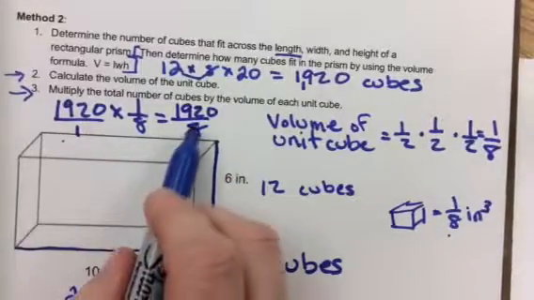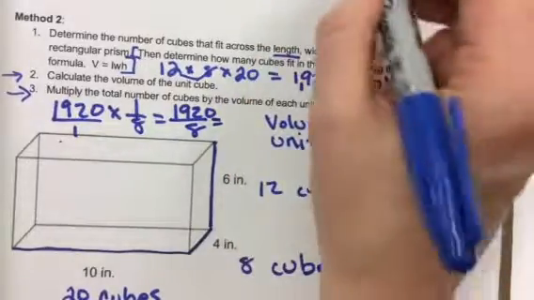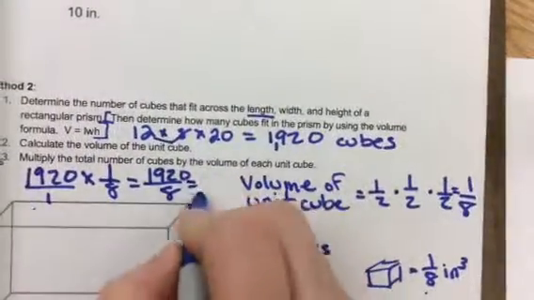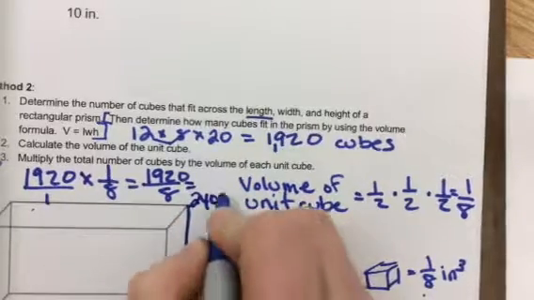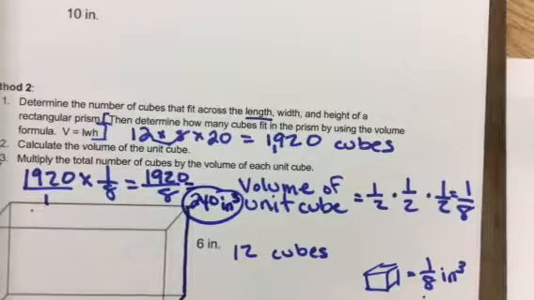If you divide 1,920 by 8, you will also get 240 inches cubed, like we did above. So I'm feeling pretty confident that we got the right volume because both methods have the same answer. I hope this was able to help you.